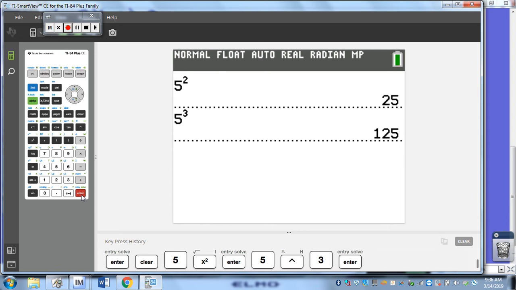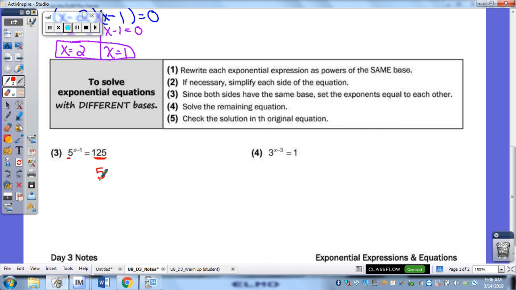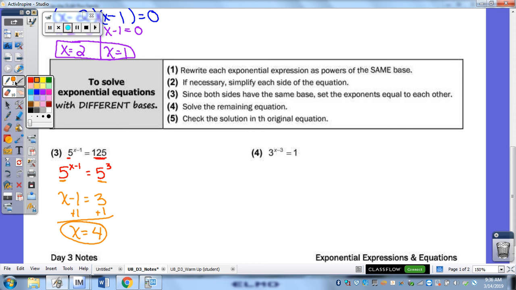5 to the third is 125. So I'm just going to rewrite this instead of as 125, as 5 to the third because it's still equivalent. It's just a different way of writing it. My left side is going to stay the way it is. And now my bases are the same. Now I have bases that are both 5s. So just like above, now my exponents are equal. So then I just add my 1 over. And we get x equals 4 as our answer for that one.